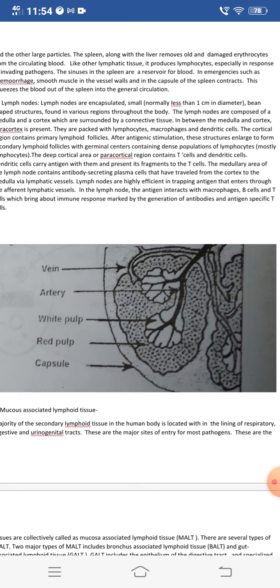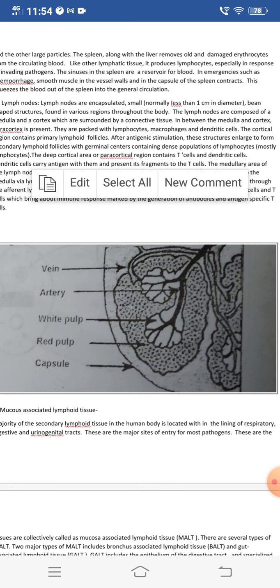So where the artery portion is present, the spleen is divided into two parts, that is the white pulp and the red pulp. The white pulp is the area shown in this figure, which is connected to the artery, whereas the red pulp just surrounds this white pulp and is completely filled with blood.